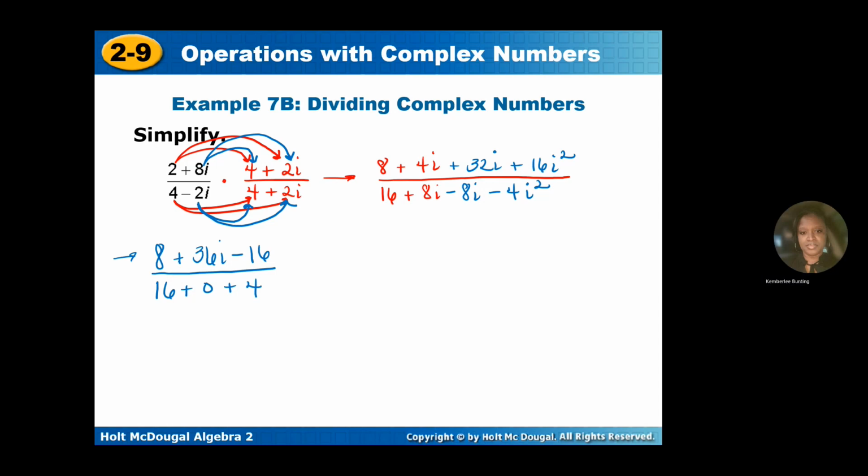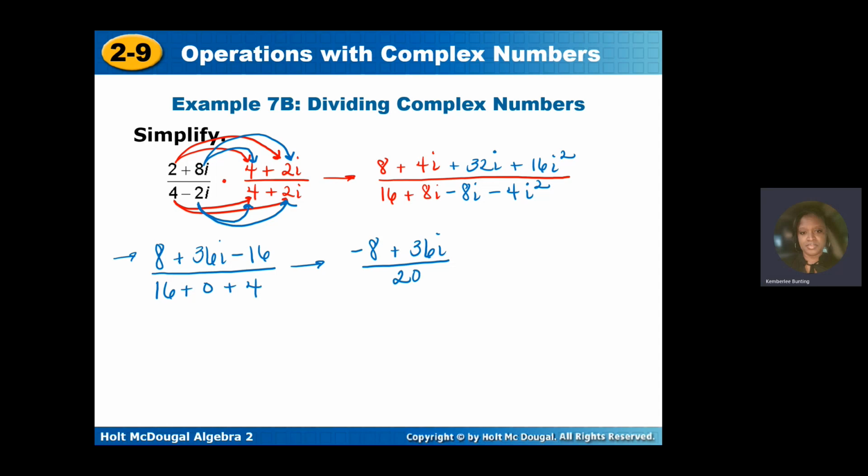How are we feeling? We okay? Let's keep going. Feel free to work ahead if you feel the urge. So at this point, now I have another set of like terms, right? 8 and negative 16. When I combine those two values, I get a negative 8, plus 36i. And then down bottom, 16 plus 4 gives me 20. Technically we're not done, but there we are.